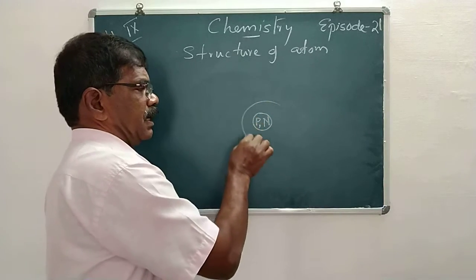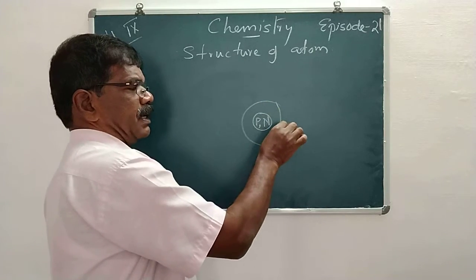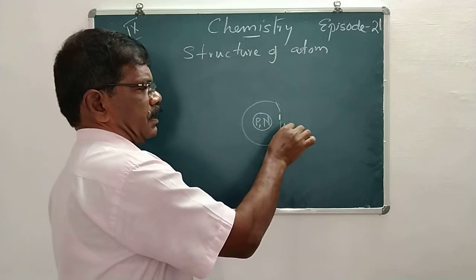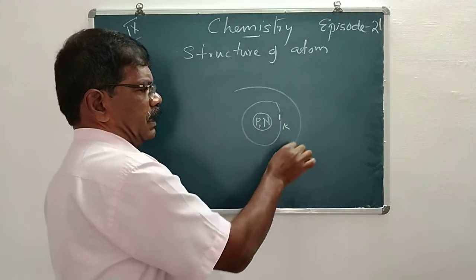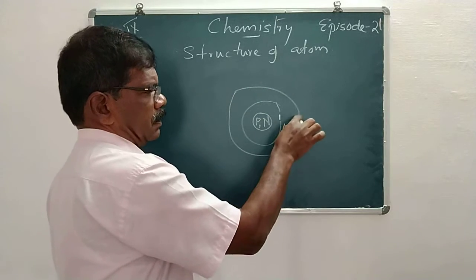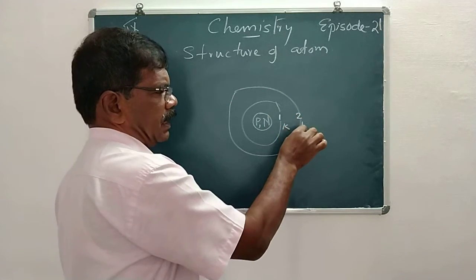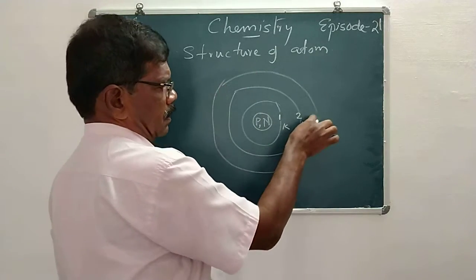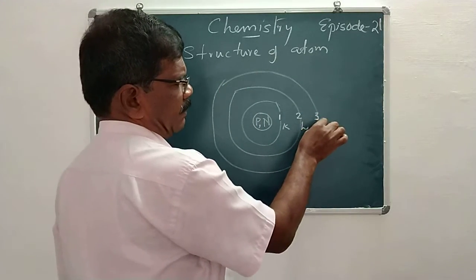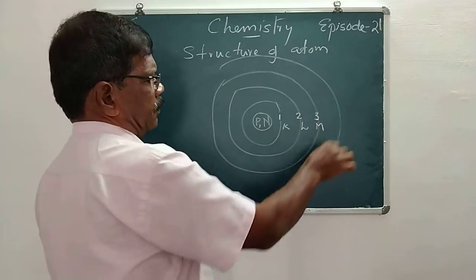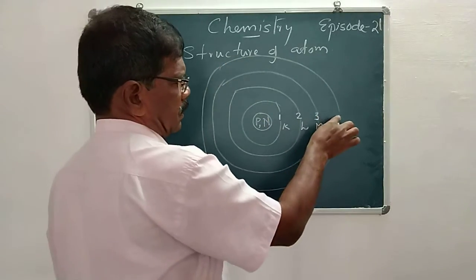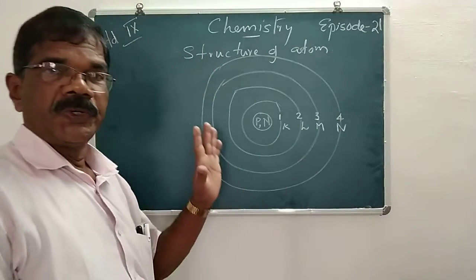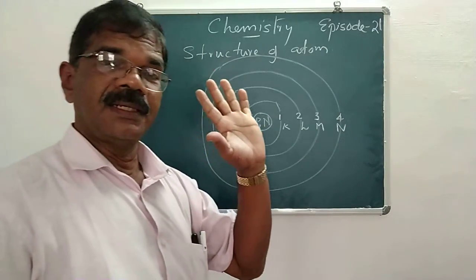The first shell is named K. The second shell is named L. The third shell is named M. The fourth shell is named N. So, you have to study it very well.